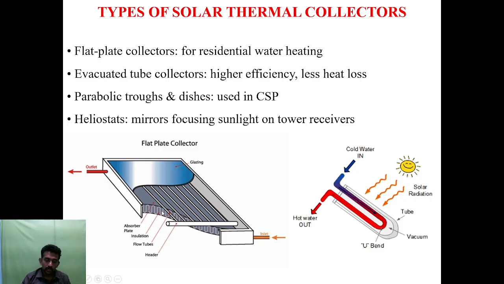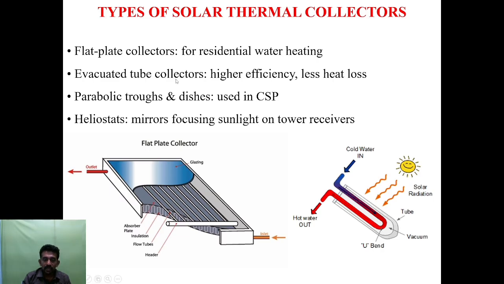Insulation placed over the bottom prevents heat from being lost from the bottom layer of this aluminum sheet. The absorber plate is made of an alloy of aluminium. Next, there are flow tubes in which the cold water, or the heat transfer fluid, is passed, and the header acts as a grid connecting all the pipes and then gives the outlet. So this is mainly used for residential water heating.